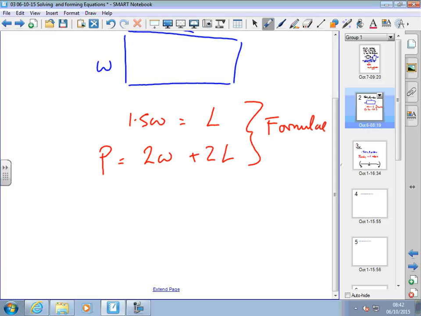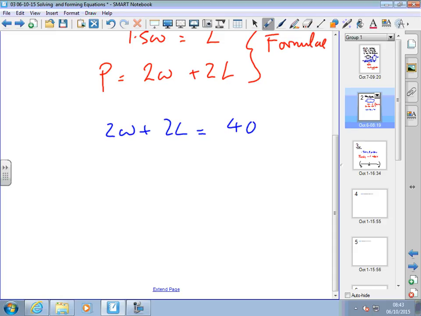The first one, I just know that's some information, 1.5W equals L, but the last one I can write that 2W plus 2L equals 40. But I know that L in here equals 1.5W. So one of the things we can do is substitute in, which is what Sophie did. Instead of writing L, write 1.5W. So I can write 2W plus 2 times 1.5W equals 40. See what I've done there? I've replaced L with 1.5W. And the use of a bracket is common there.